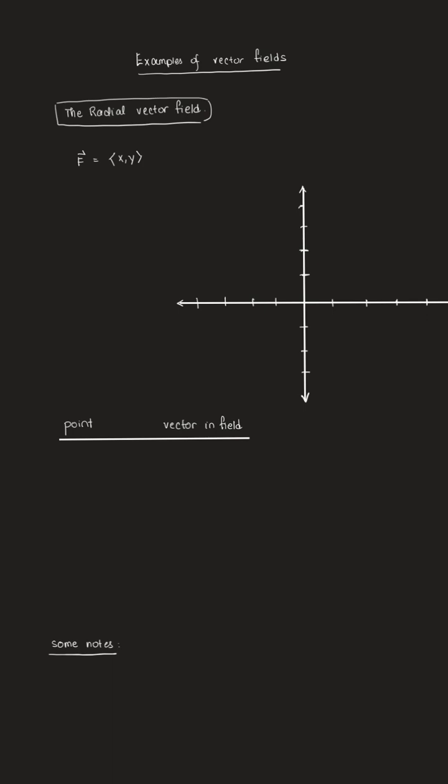In the next couple of videos, we're going to explore some specific vector fields that come up quite a bit in our studies. And today we're going to look at the radial vector field. So this vector field is given by f equals xy.